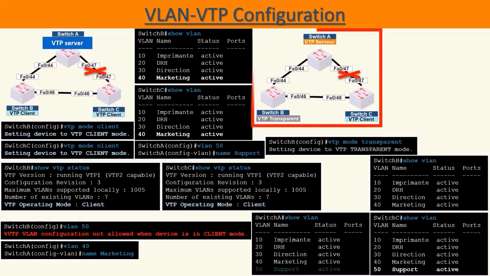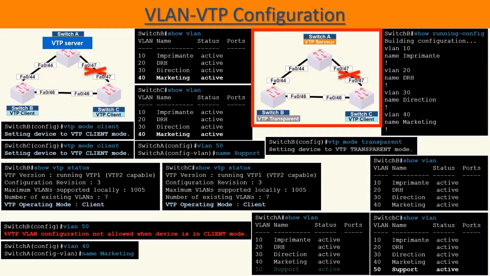Note that it could only receive the info from switch B because we disconnected the link with switch A. If you create a VLAN on switch B, which is in transparent mode, it will have no impact on the others. It won't announce its VLANs. It keeps them local, just for itself. If we do a show running-config on switch B, we can see the list of local VLANs. On the other hand, in client or server VTP mode, they are stored in the vlan.dat file of the flash memory.